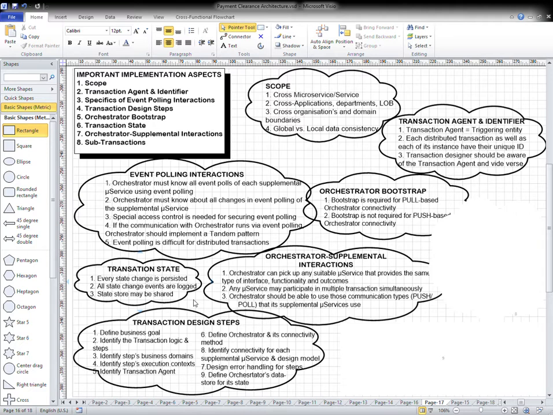Any microservice may participate in multiple transactions simultaneously. That means the microservice has to be very good at concurrent request handling. The orchestrator should be able to use those communication types that the supplemental microservices use. If there are different types for the same transaction, the orchestrator has to be aware of all of them.